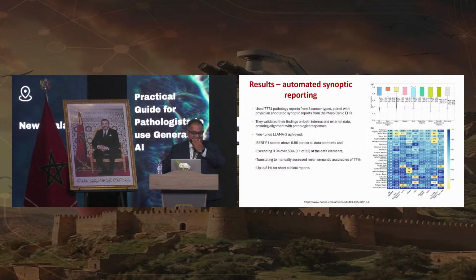It's over 80% for short clinical reports and nearly 77% for the overall. That's pretty impressive. And at no cost. I mean, they have the open source models, they have the GPU in-house, and they can do it. Whereas the commercial product is very expensive.